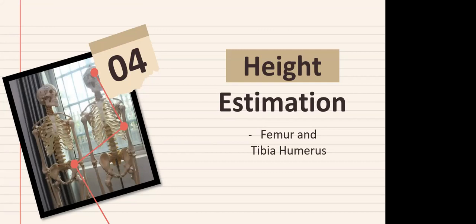Researchers have generated statistical relationships using several different bones and combinations of bones. Long bones in the legs and arms are used most often, and these include the femur, the fibula, and tibia in the leg, along with the humerus, radius, and ulna in the arm.